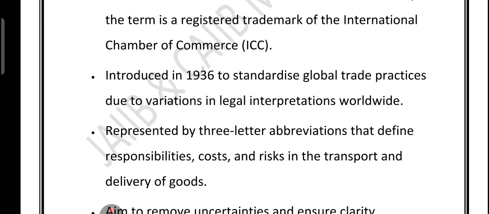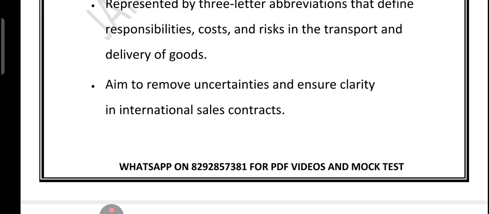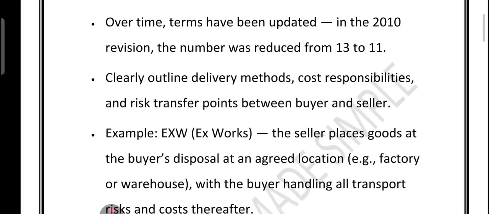Incoterms are written as 3-letter codes, like EXW, FOB, CIF and so on. Each code tells you exactly who is responsible for what, from paying for transport to covering insurance to taking the risk if something goes wrong during delivery. So the aim is simple: to remove uncertainty and make sure that everyone is on the same page in the international sale contract, right?